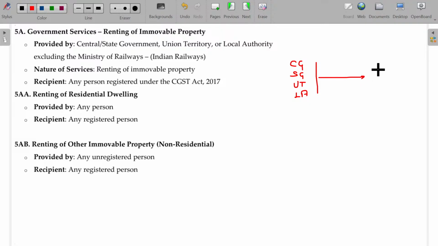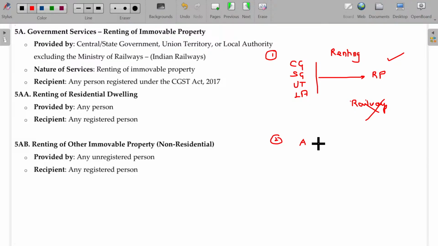And to whom? To any registered person. It's not required to be a business entity, any registered person. Not being railways. In this case, RCM basis will be applicable. Number one, what service? Renting of immovable property. The second one being any person.